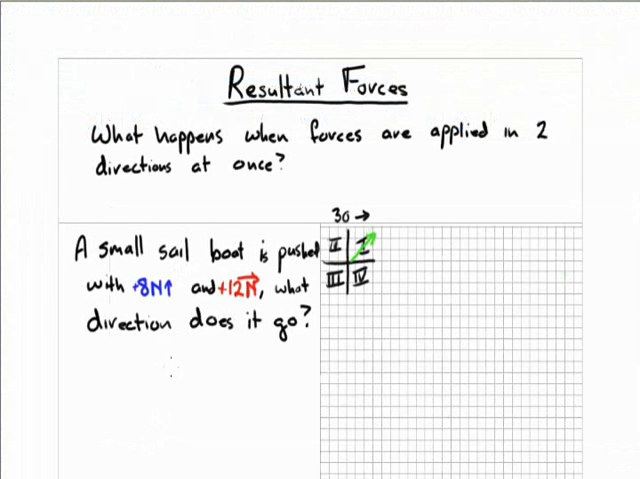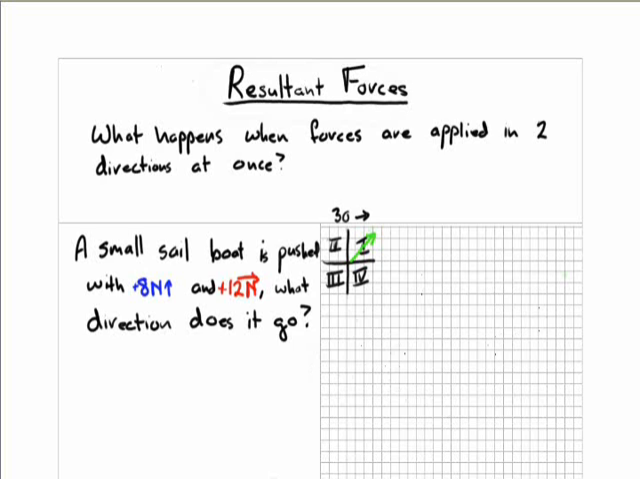So the parallelogram method is pretty good at resolving some fairly easy scenarios. For example, like this. What happens when forces are applied in two directions at once? For example, if I had a small sailboat and it's being pushed with 8 newtons up and 12 newtons to the right, what direction does the sailboat actually go?